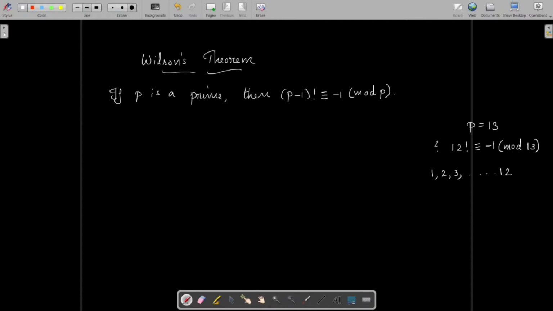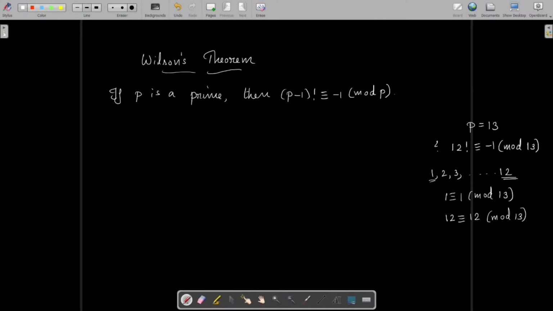Now we can see that the first number 1 is congruent to 1 mod 13, because 1 minus 1 is 0, which can be considered as a multiple of 13. And again we take the last integer 12 and we can see that 12 is congruent to 12 mod 13. Here also 12 minus 12 equal to 0, which is a multiple of 13.